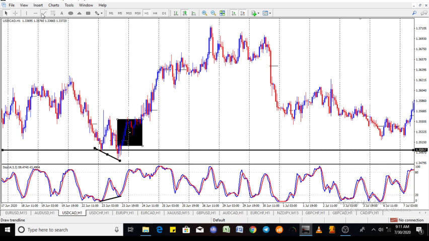Now he bounced, he broke this level this time around. He went into the overbought area and crossed, but did not come out and break this line 80. Alright, he went back inside. This time around he came back and broke this line. So this was where we left. Let's trace this candle.